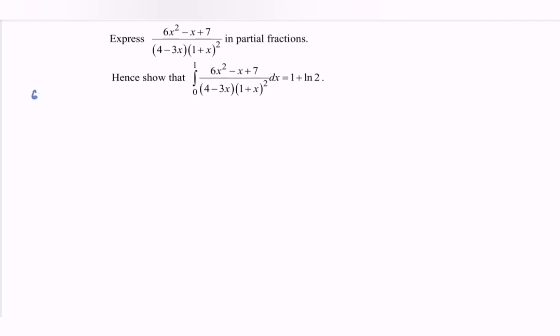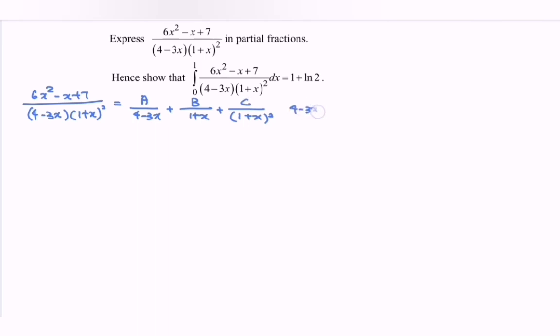So we have 6x squared minus x plus 7 over, we have the linear factor, multiplied with the repeated linear factor. So we have the basic structure: 4 minus 3x, and then plus 1 plus x for the first time, 1 plus x for the second time. So here we have constants, because in the denominator we have linear factors. Same goes for this part and also this part. So multiply all the terms with 4 minus 3x, 1 plus x squared.